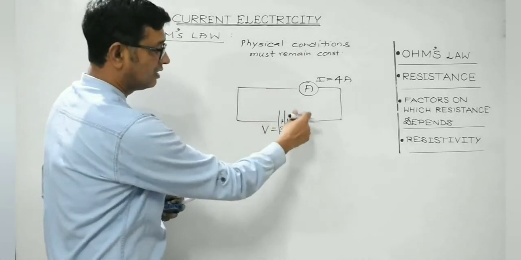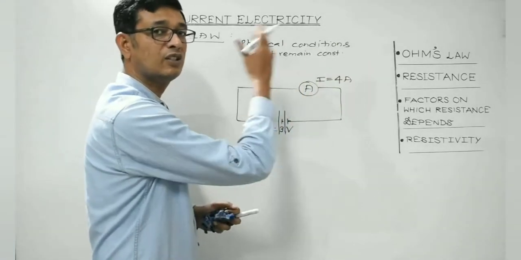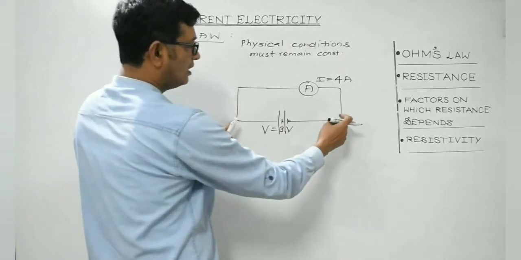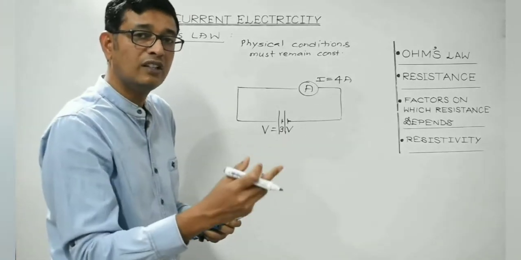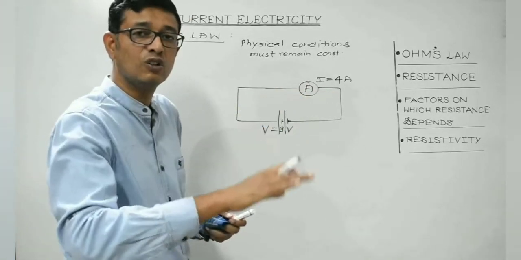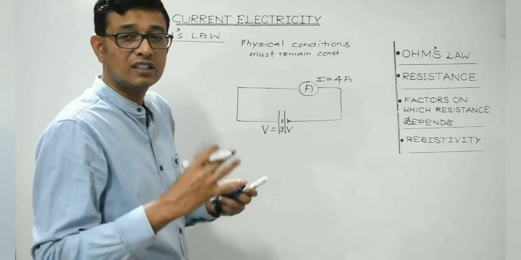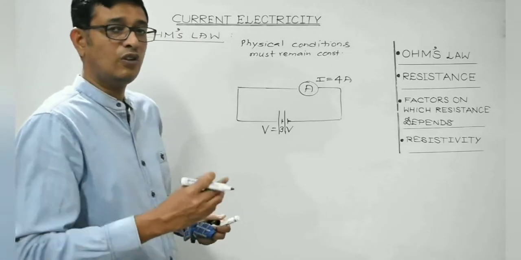If another identical cell is connected in series, then the current will become 3 times that of the original one. So what I mean to say is that as the potential difference across the ends of the conductor is increased, the current flowing through that section of the conductor also increases accordingly. So this forms the basis of Ohm's law.